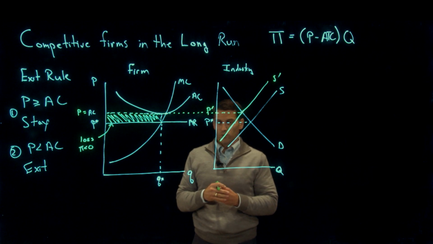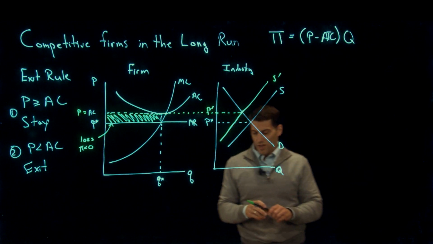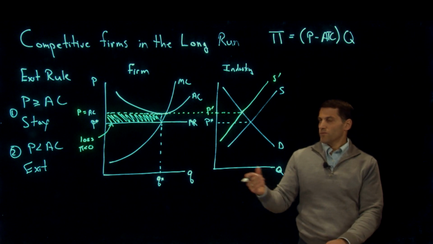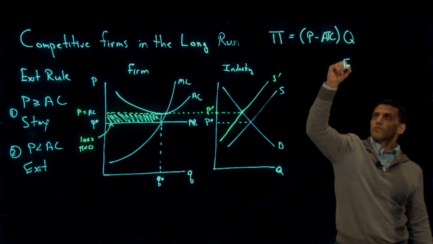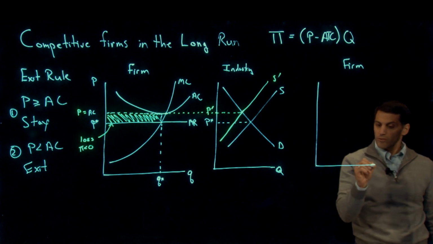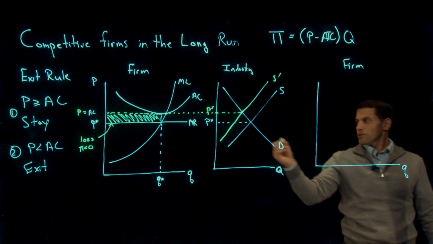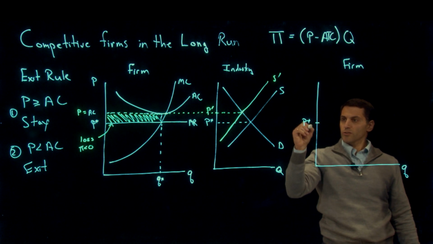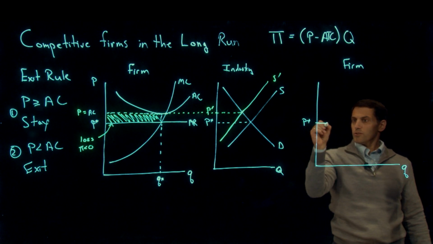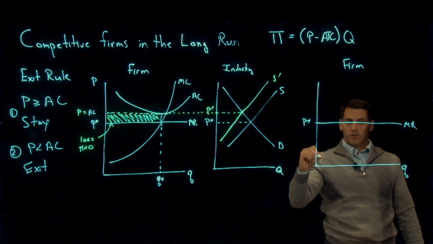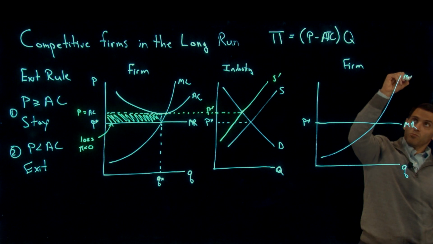There are 0 profits. Now, what if instead these firms had lower costs, so that when we start off here at P star, and so here's the marginal revenue curve. Again, here's our marginal cost curve.